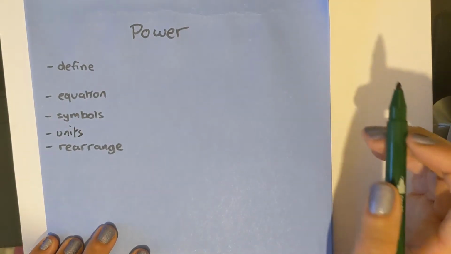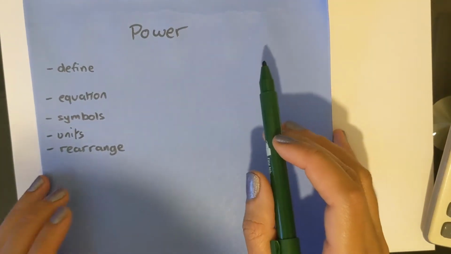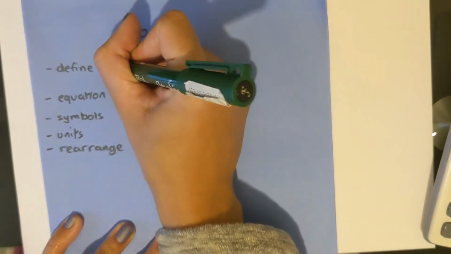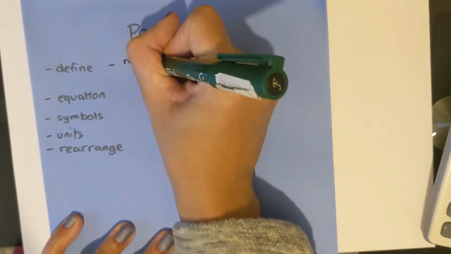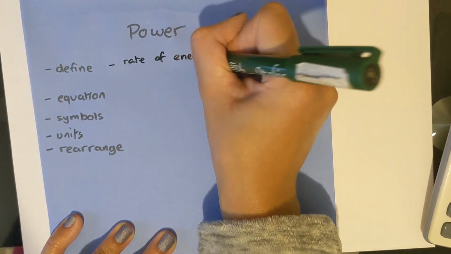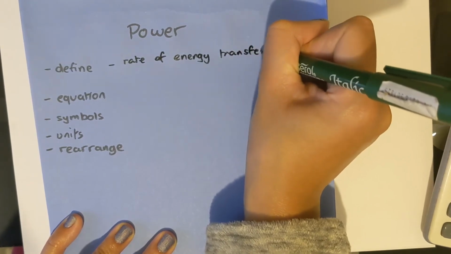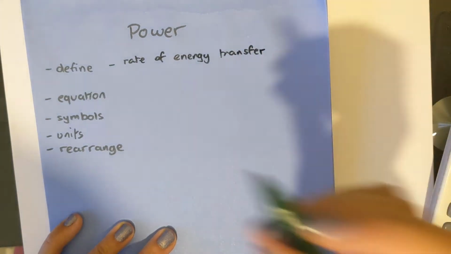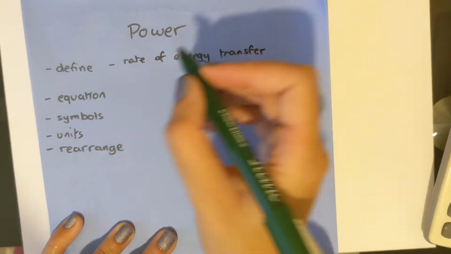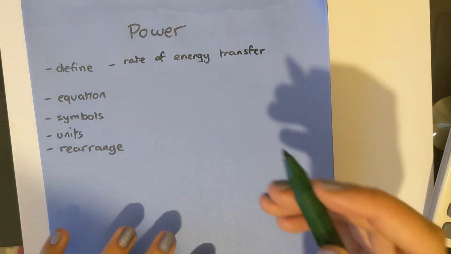So first thing we've got to do is define power. So power is the rate of energy transfer. Okay, so the definition of power is the rate of energy transfer, or you could otherwise call it the amount of energy divided by time, or energy transferred over time. It's also the rate of work done, okay, because work done equals energy transferred.